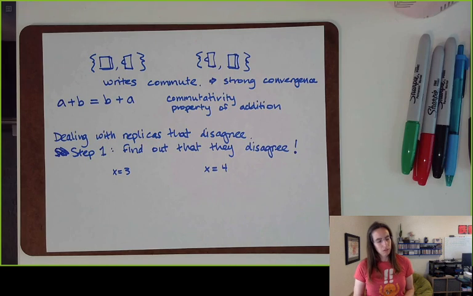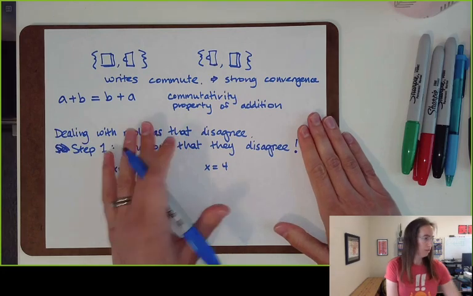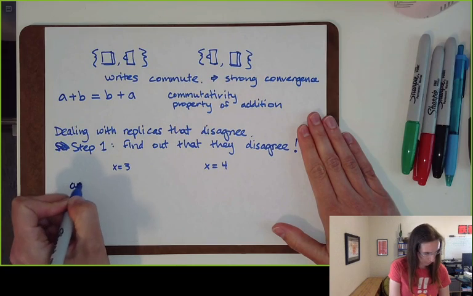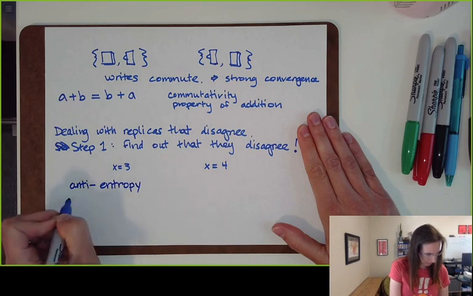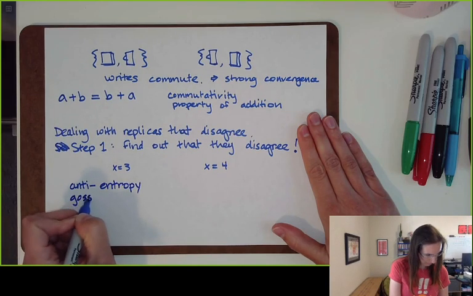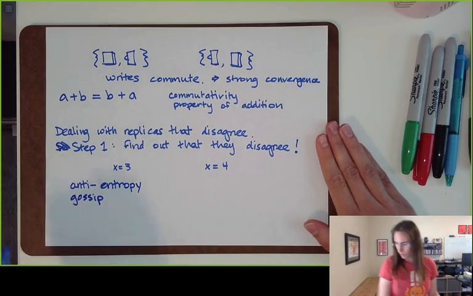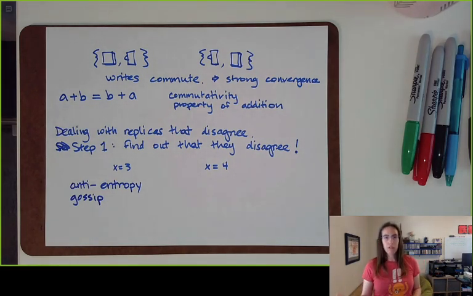So, Dynamo has a couple of mechanisms that we'll discuss. One of those mechanisms is called anti-entropy. Another one is called gossip. The way this works in Dynamo is every so often, say once per second, a node will randomly pick another node and will contact it and ask it what its state is.